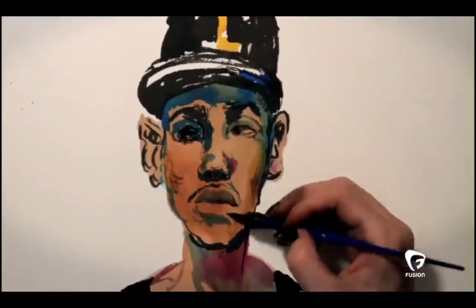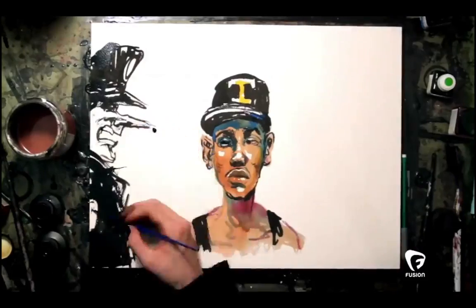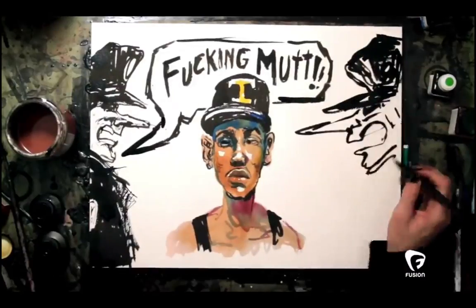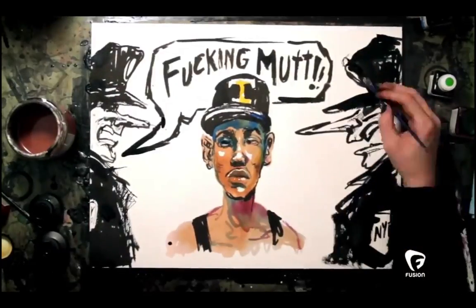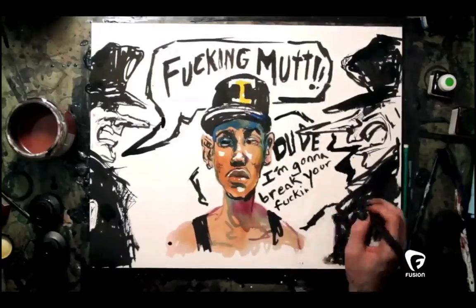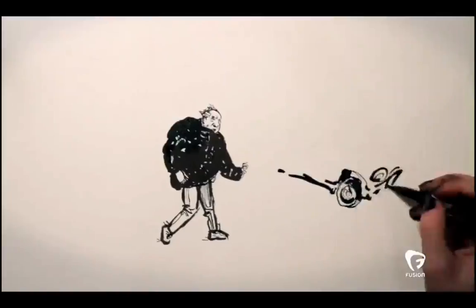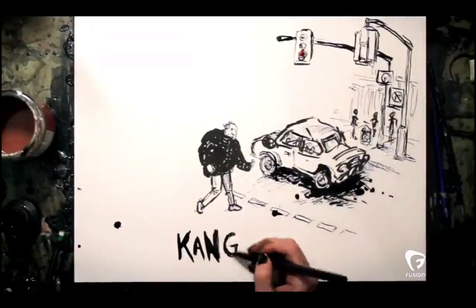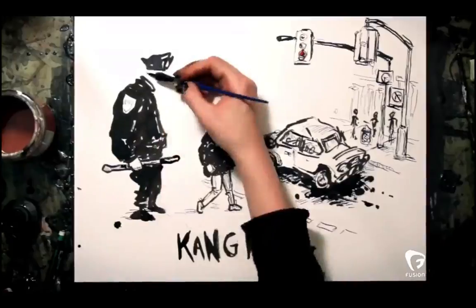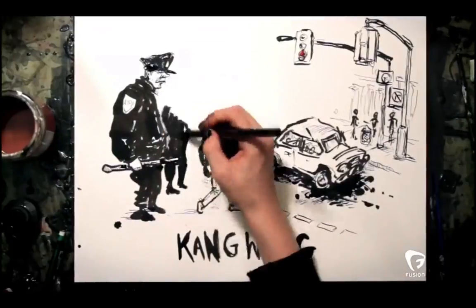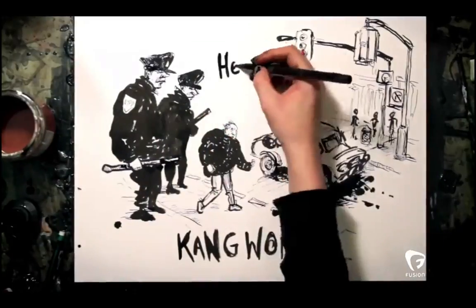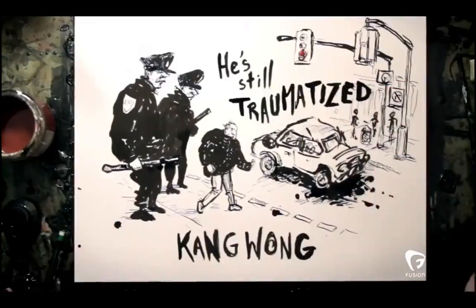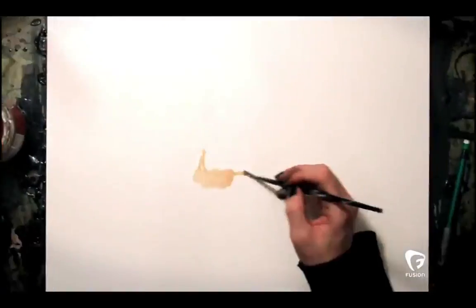In 2011, a Harlem teenager recorded police calling him a mutt when he asked why they threatened to arrest him. "Dude, I'm gonna break your arm," one officer said. On January 19th, 2014, NYPD officers beat 84-year-old Kang Wong bloody just for jaywalking. He was crossing the street too slowly. He's still traumatized, Wong's son told the New York Daily News a week after the arrest.